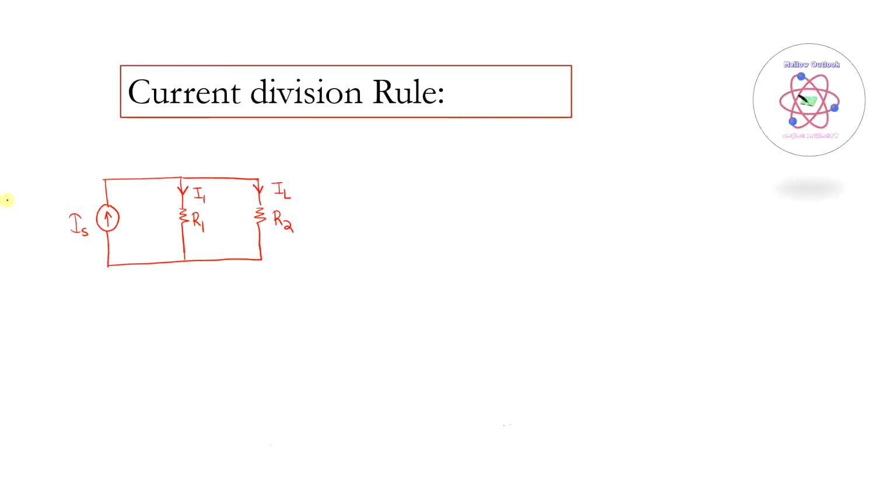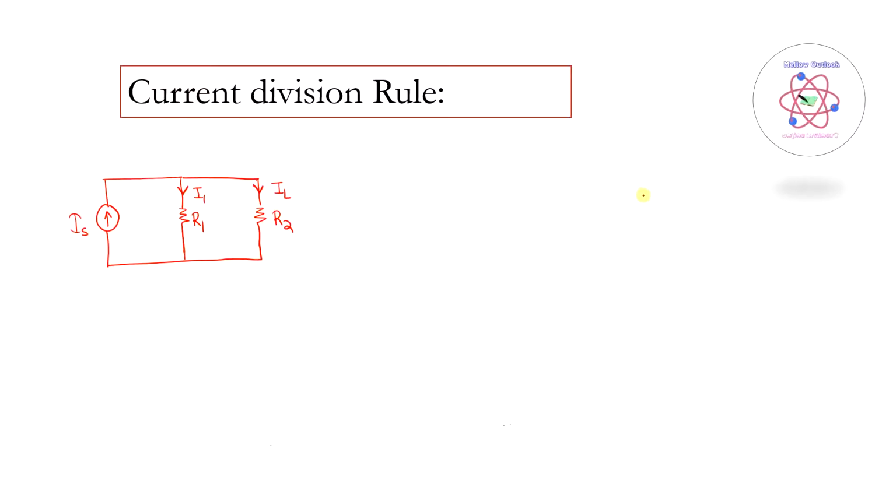To understand the current division rule, let me consider a simple circuit wherein I have two branches which are connected in parallel. And as we have discussed earlier, in a parallel circuit, the current will take multiple paths. In order to show that, I have indicated this branch current as I1, this branch current as IL. The two resistors R1 and R2 are connected in parallel, and this is the source current.